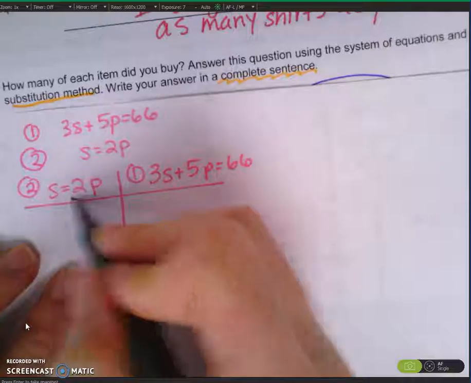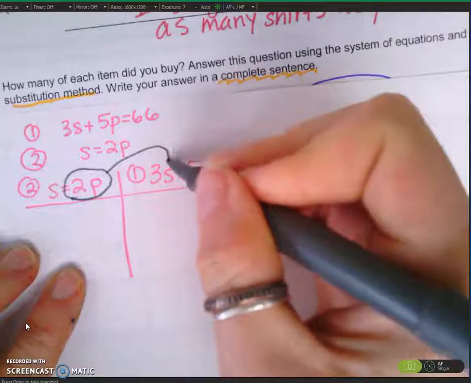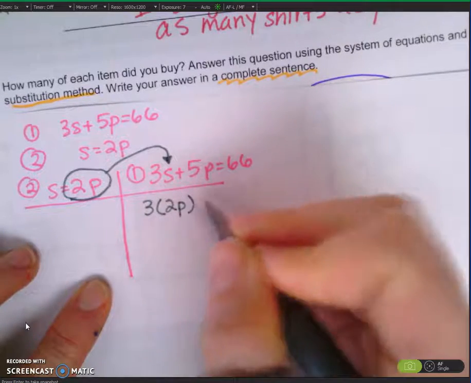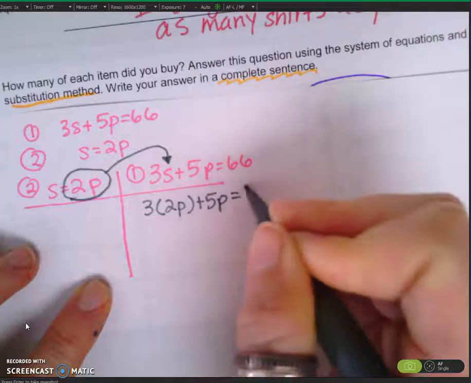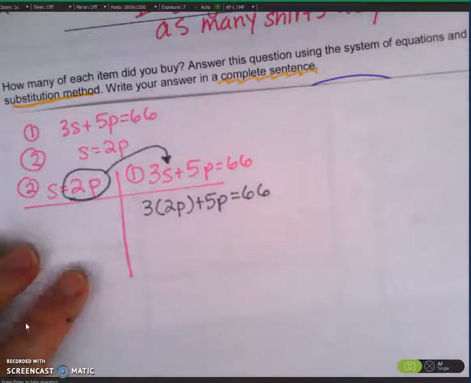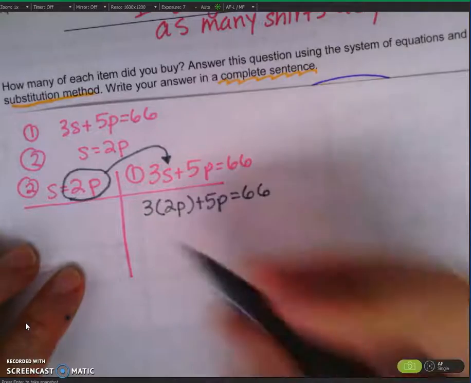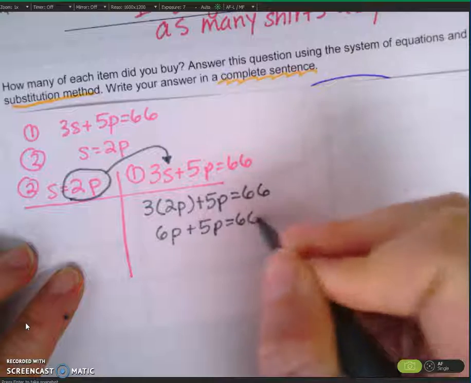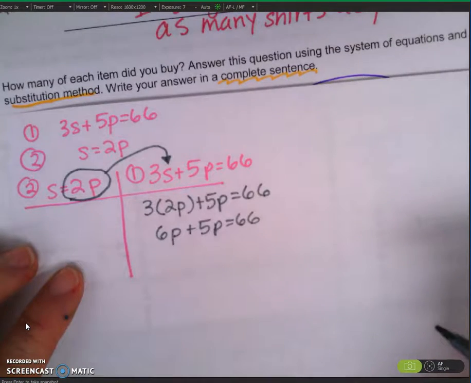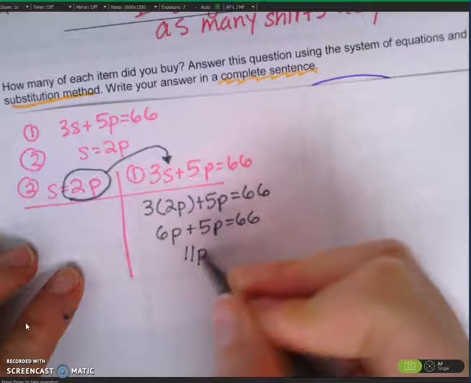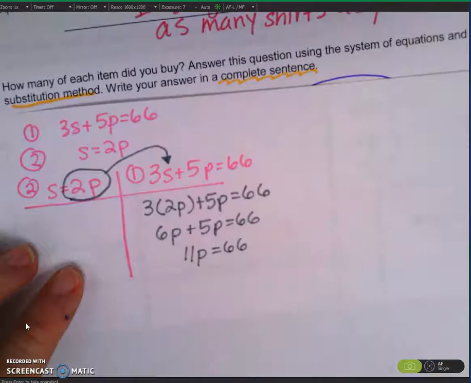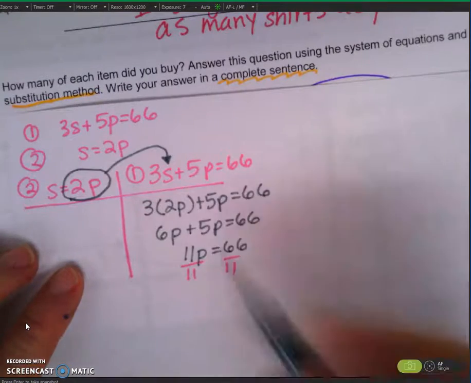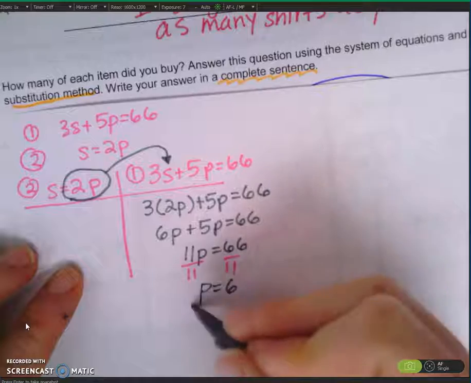Okay, s is already isolated, so I'll give it a bubble and let it float over to equation 1. So I'll have 3 times the quantity of 2p plus 5p is equal to 66. Let's multiply. 3 times 2p, 6p, plus 5p equals 66. Combine like terms. 6p plus 5p is 11p equals 66. To isolate my variable, I need to divide both sides by 11. And I get p equals 6.